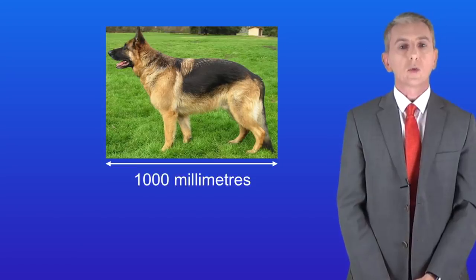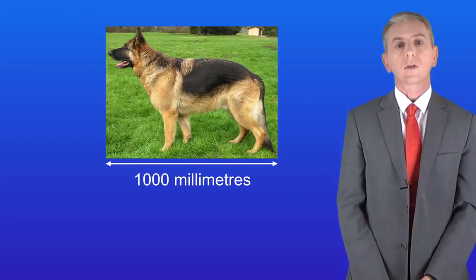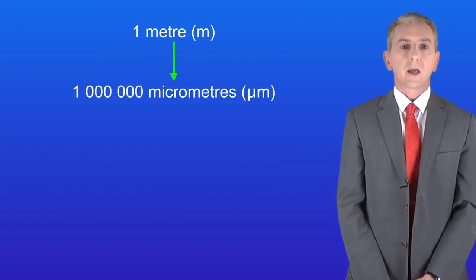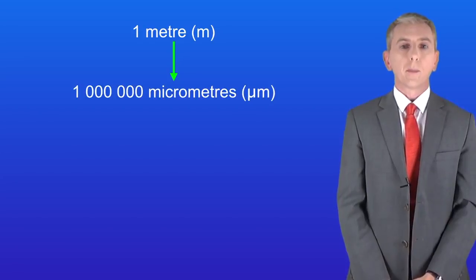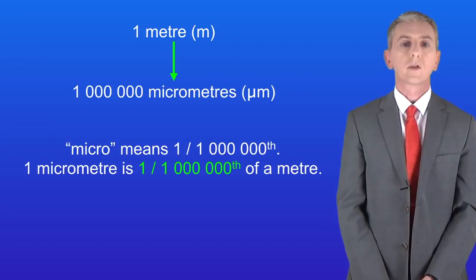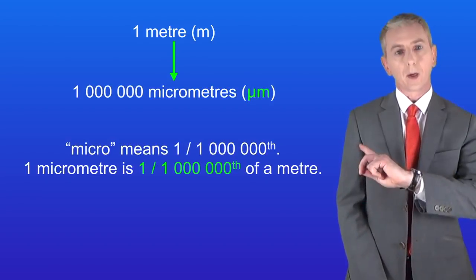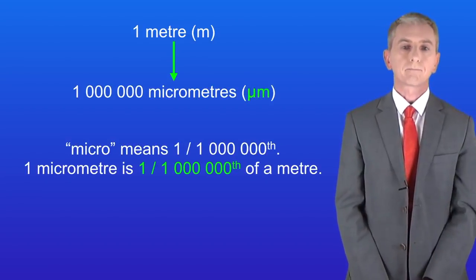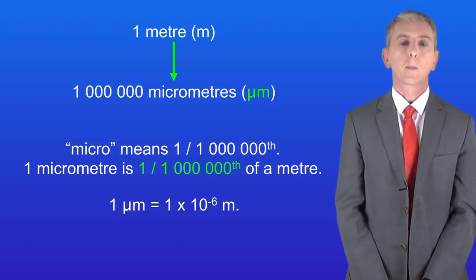Now again, in biology, 1 millimeter is pretty big, so scientists work with even smaller sizes. If we take a meter and divide this into 1 million equal parts, then we've got a micrometer. The word micro means 1 millionth. So 1 micrometer is 1 millionth of a meter. A micrometer has this symbol, and I'd recommend that you learn that. In standard form, 1 micrometer is 1 times 10 to the power of -6 meters.